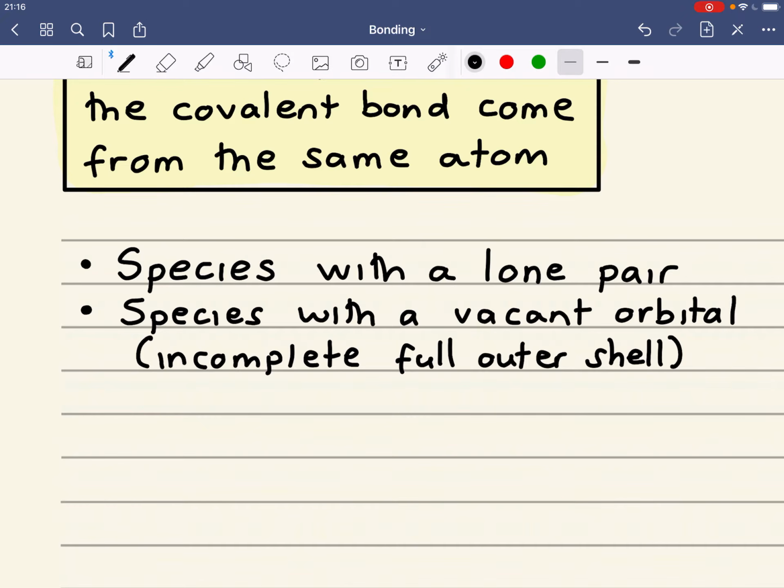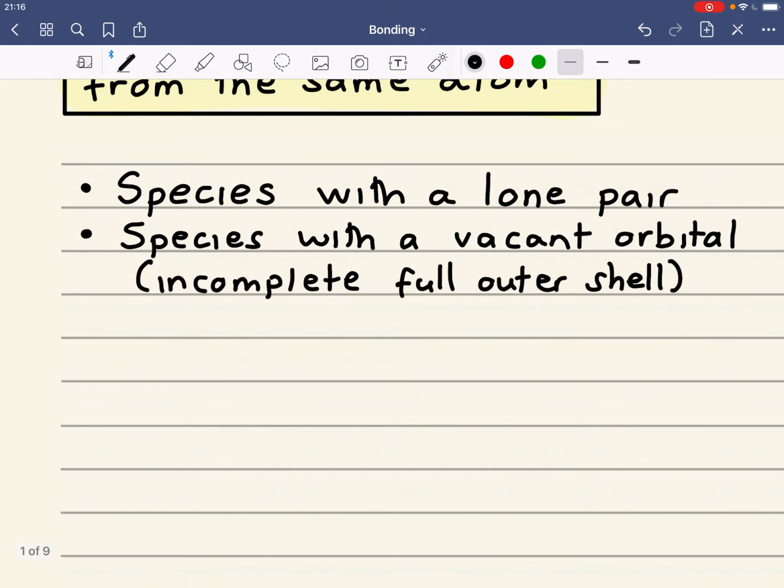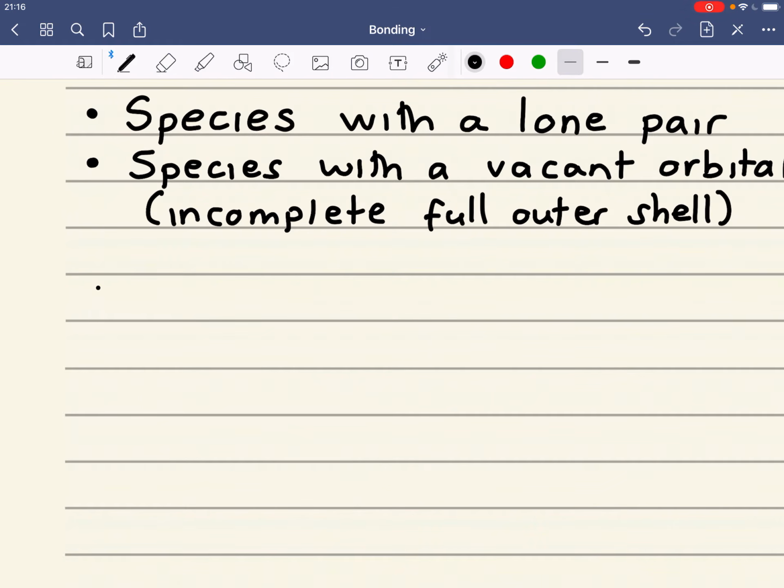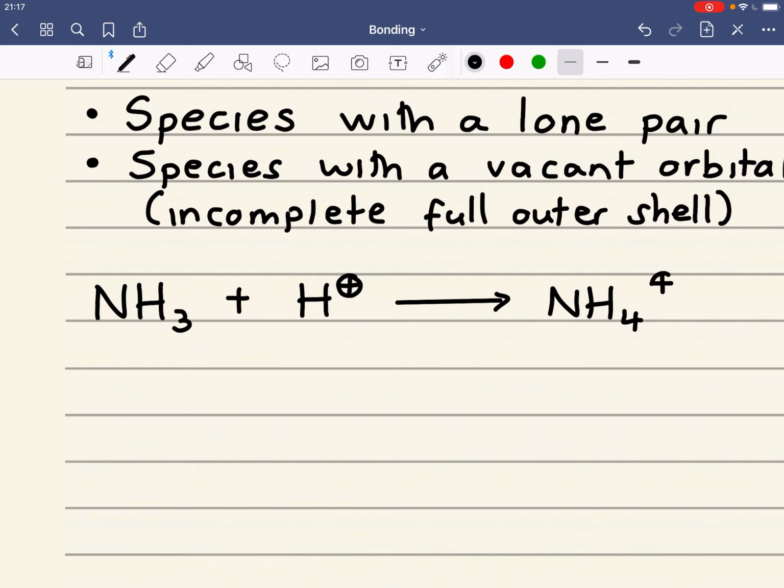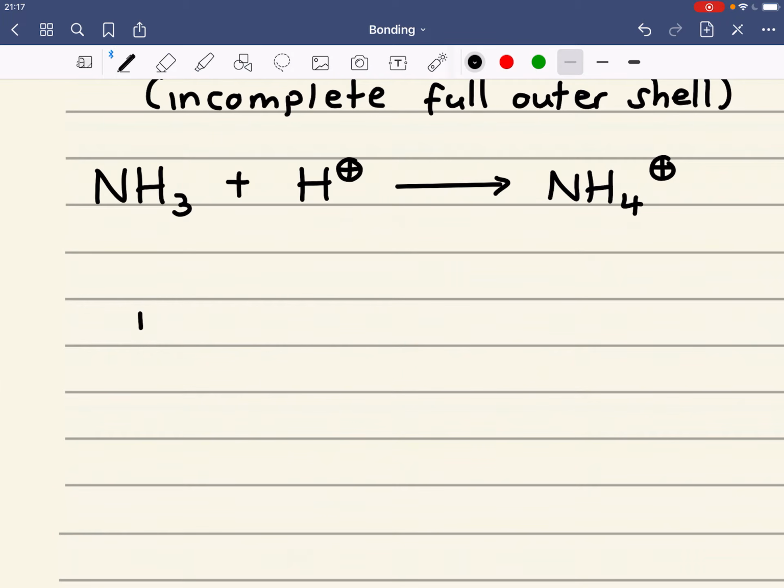Now, one of the simplest examples to show the formation of a dative bond is the reaction between ammonia and a hydrogen ion. And they react to produce an ammonium ion. So what we've got in ammonia is our species with a lone pair. And my hydrogen ion obviously has got no electrons, so has got an incomplete full outer shell.